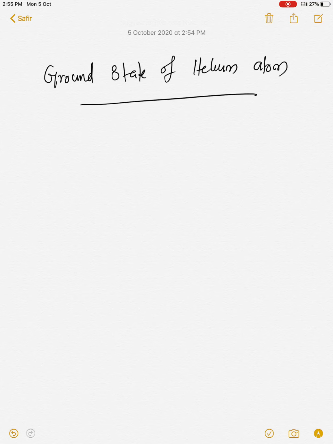Okay, dear students, in the last lecture we already discussed the variational principle. Using the variational principle, here I am going to find the ground state energy of the helium atom. Helium atom means 2 electrons plus a nucleus.